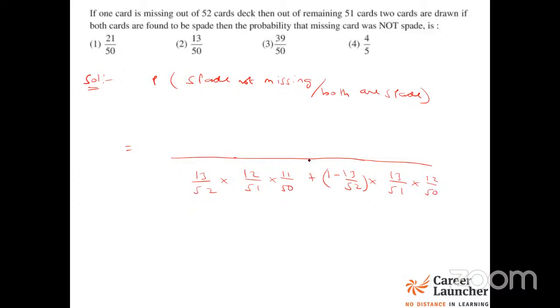Now numerator, spade is not missing. So the second term is what we need to consider. So it will be 1 minus 13 by 52 times 13 by 51 into 12 by 50. Denominators are the same, so you can cancel that. 52, 51, 50 will get cancelled. So if you simplify this, the value will be simplified to 39 upon 50. This is all we can do.